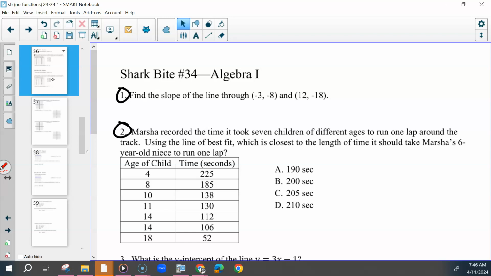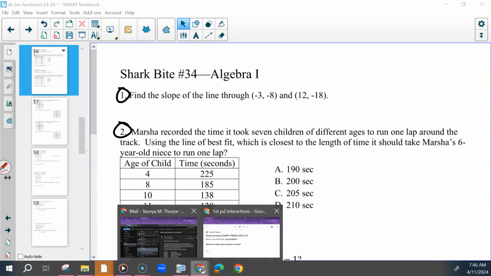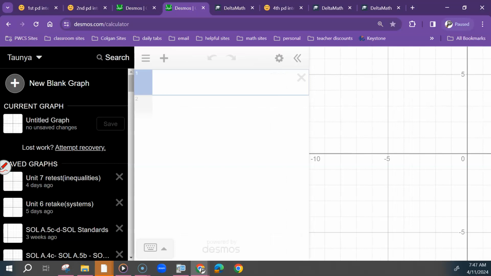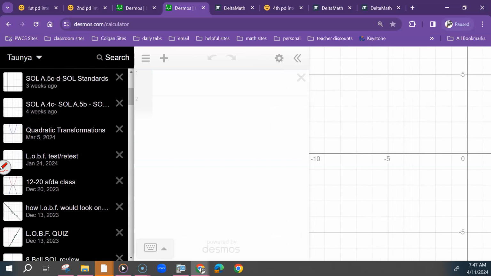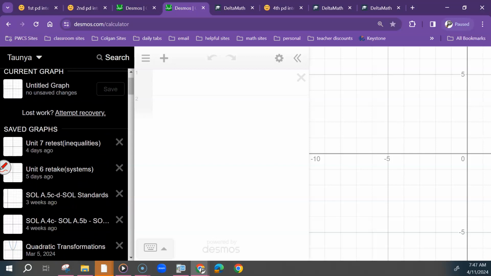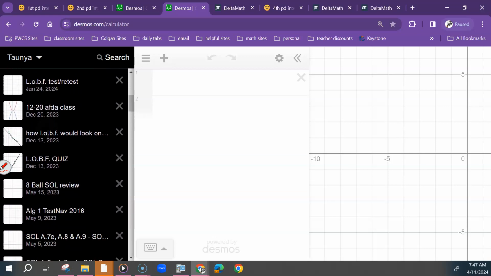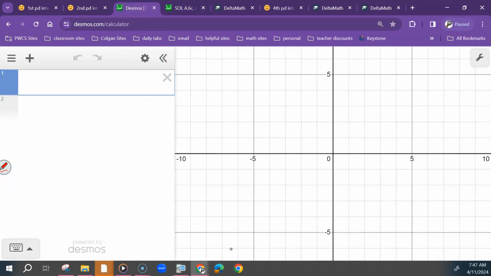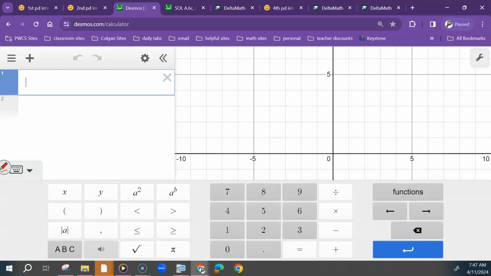Grab that stuff. Alright, for number 1, I'm going to go ahead and put in the ordered pairs. Focus.